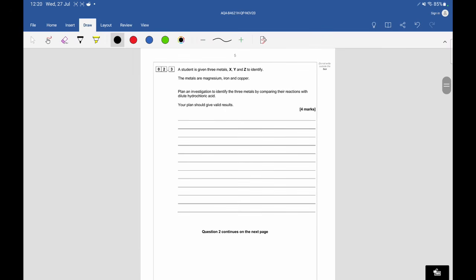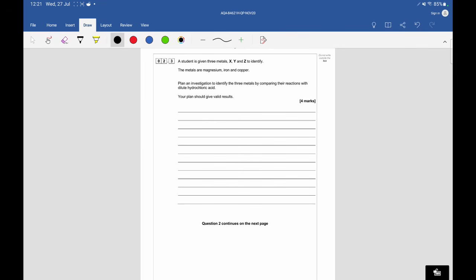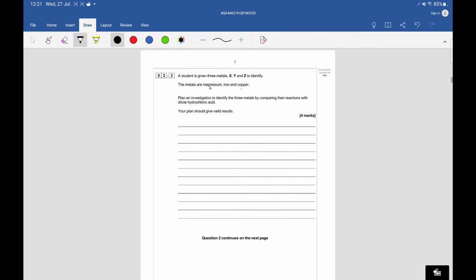Question 2.3, so the student's given three metals X, Y, and Z, and it says the metals are magnesium, iron, and copper. Plan an investigation to identify the three metals by comparing their reactions with dilute hydrochloric acid. Well, first of all, we should have at least a good idea of their reactivity. We should know that magnesium from group 2 is the most reactive. We should be aware that copper is very unreactive, and iron is sort of in the middle of the two.